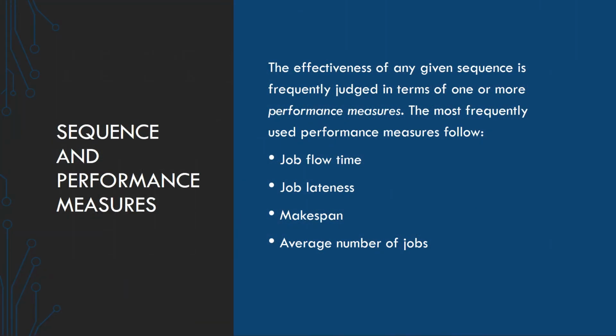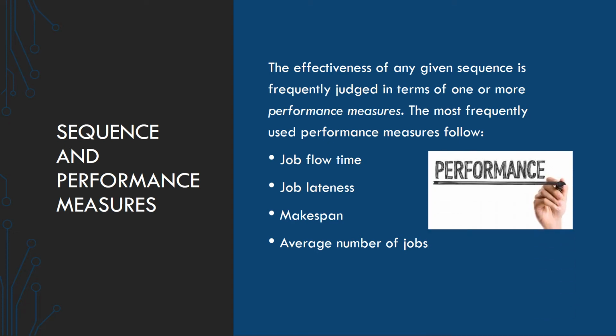Sequence and performance measures. The effectiveness of any given sequence is frequently judged in terms of one or more performance measures. The most frequently used performance measures follow: job flow time, job lateness, makespan, and average number of jobs.